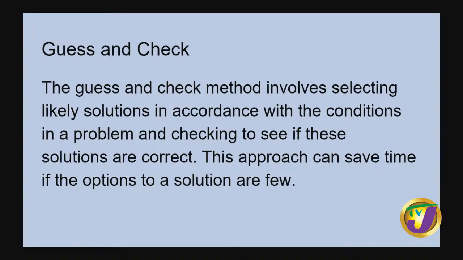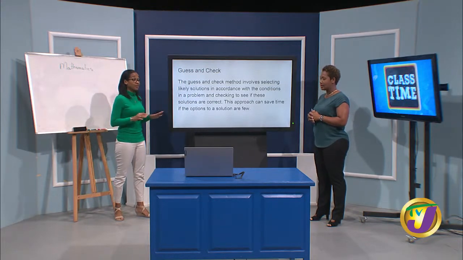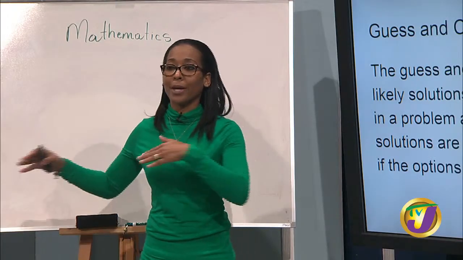And this approach can save time if the options to a solution are few. You realize that keyword: few. If we were guessing and checking, we would not have chosen 152 because the problem did state that 237 was the smaller value. To save time, you would not have chosen 152 because it is not larger than 237. And you realize too that you have understood the problem, which is very important. We have to definitely understand before we can do anything else.